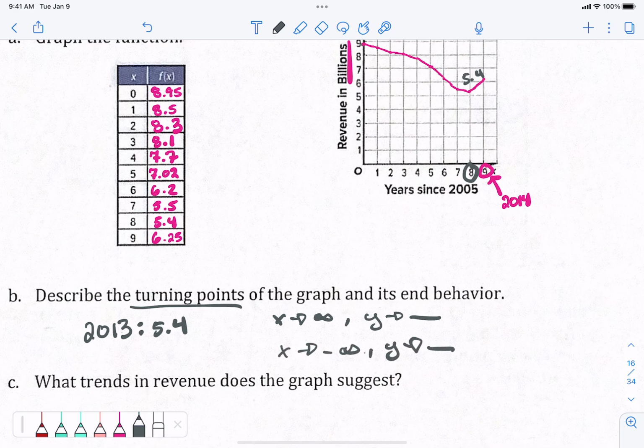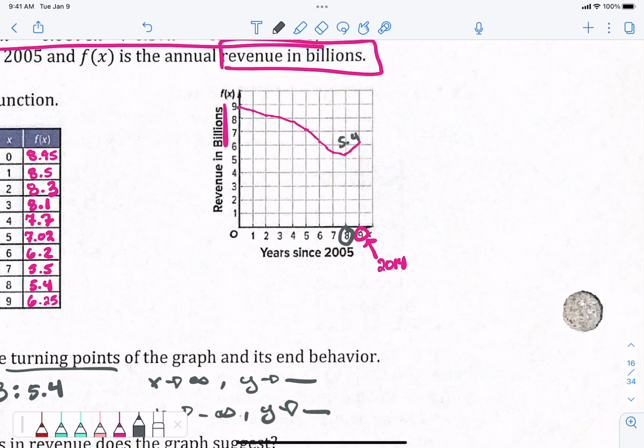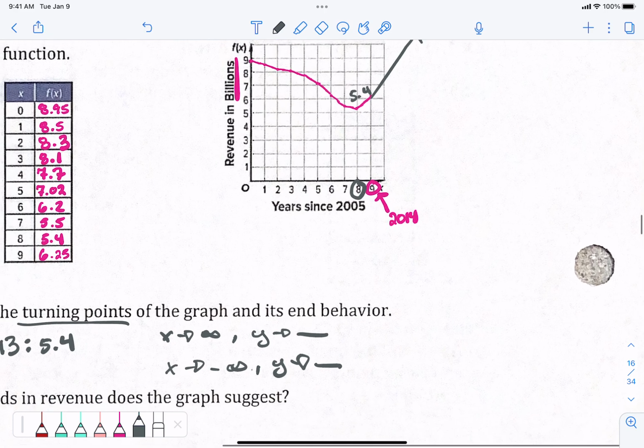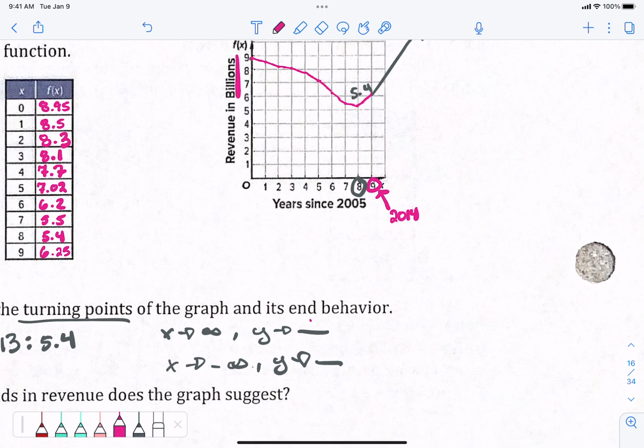As x goes toward infinity, that is talking about years that are beyond 2014, right? On the right side, everything off the graph is years that are beyond 2014. What's going to happen beyond 2014, according to this graph? It's going to go up. It's going to continue to go up according to what this graph looks like. It's going to continue to increase.